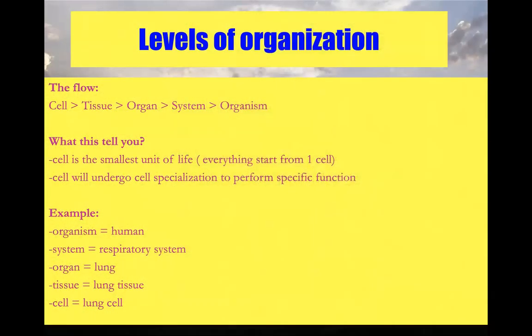The next one is level of organization. So this one I think you are familiar. We start with cell, tissue, organ, system, and also organism. This one I think is very straightforward information.